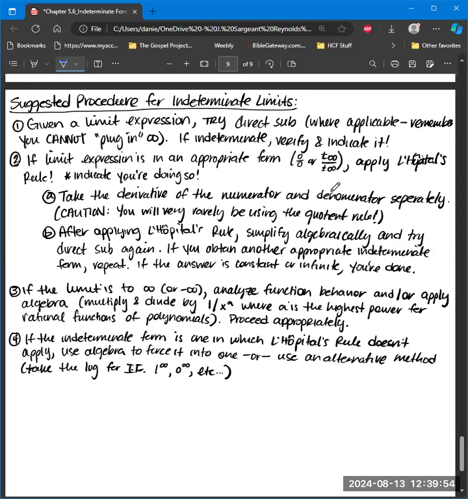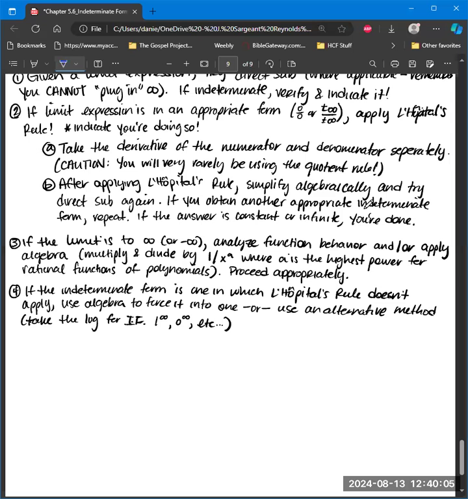To do so, take the derivative of the numerator and denominator separately. You'll very rarely be using the quotient rule, so don't get L'Hopital's rule mixed up with the quotient rule. After applying L'Hopital's rule, simplify algebraically and try direct substitution again. If you attain another appropriate indeterminate form, keep repeating. If the answer is constant or infinite, you're done. If you get stuck in this loop, though, and you keep getting back to the same place, try something from Calculus 1 to break the loop.